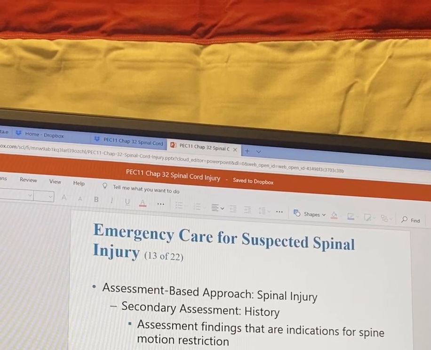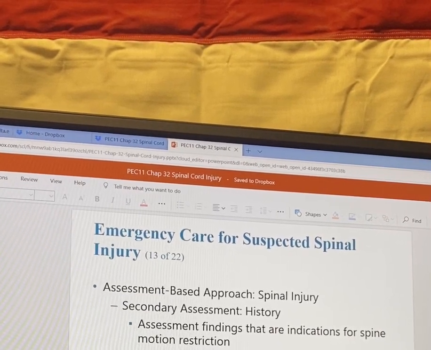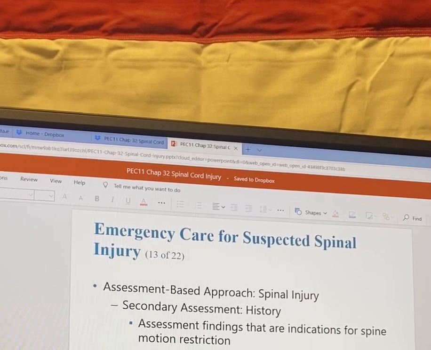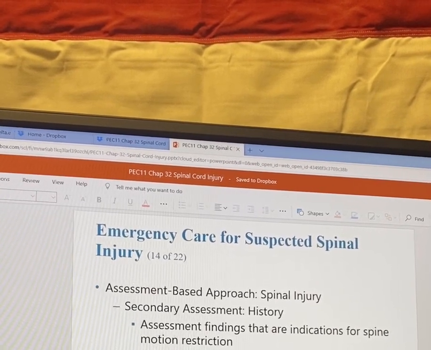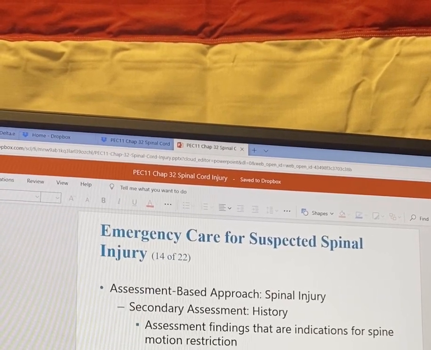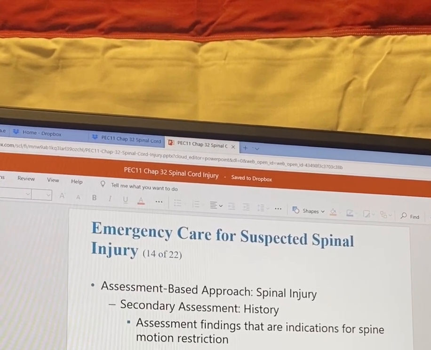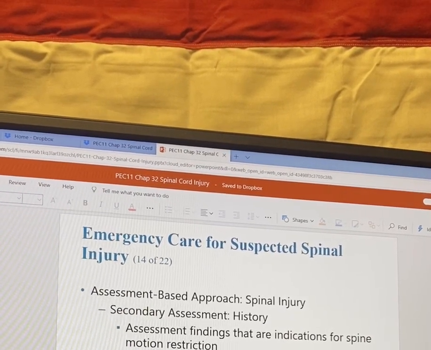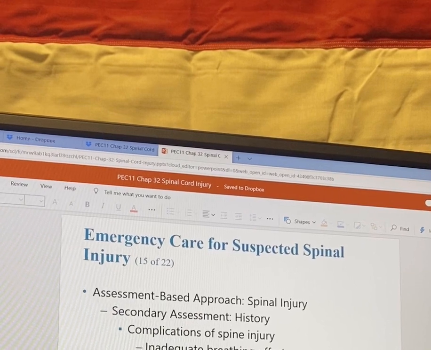You have a GCS less than 15, suspected TBI, altered mental status, pain or tenderness of the spinal column, paralysis, weakness, numbness, tingling. If any of these indications are found during your assessment, you must provide spine motion restriction throughout the remainder of the assessment, treatment, and transport of the patient.